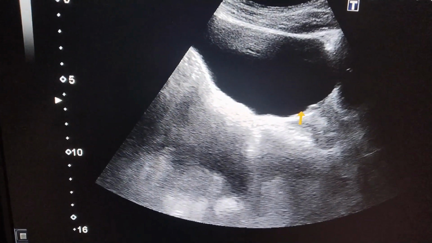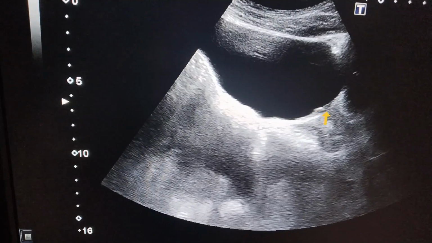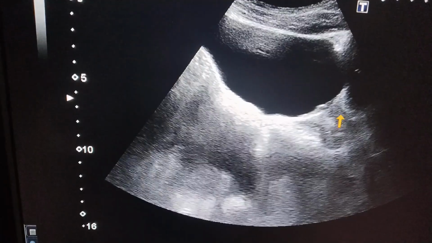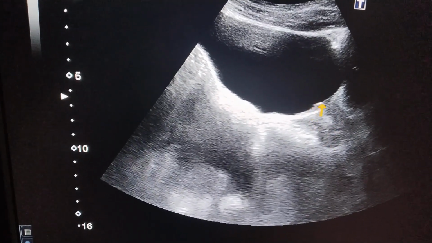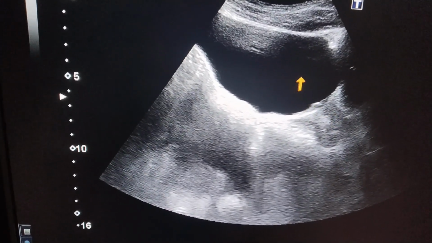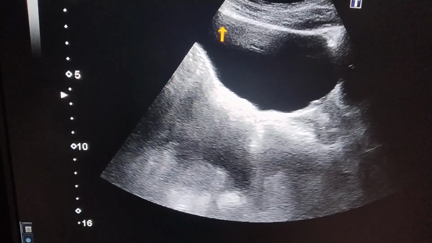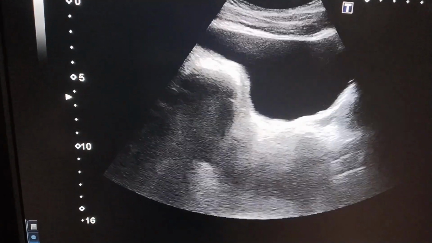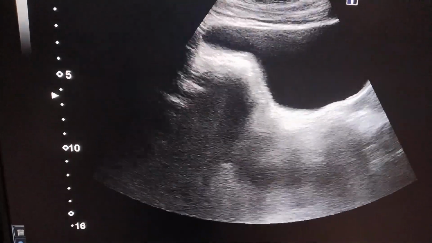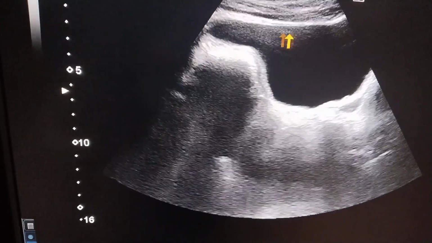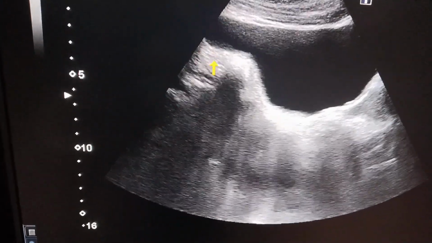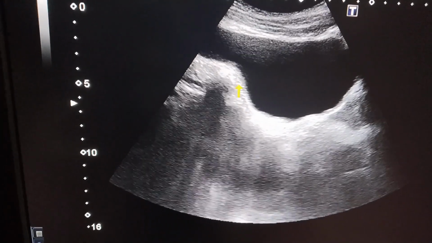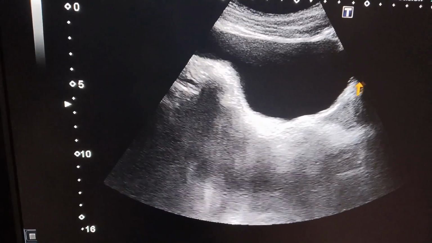So this is the base of the urinary bladder, and this is the neck of the urinary bladder. The neck is the lowest part of the urinary bladder, and below it lies the prostate. So what we have learned here in the sagittal plane: the dome, apex, anterior surface, and this is the posterior surface.